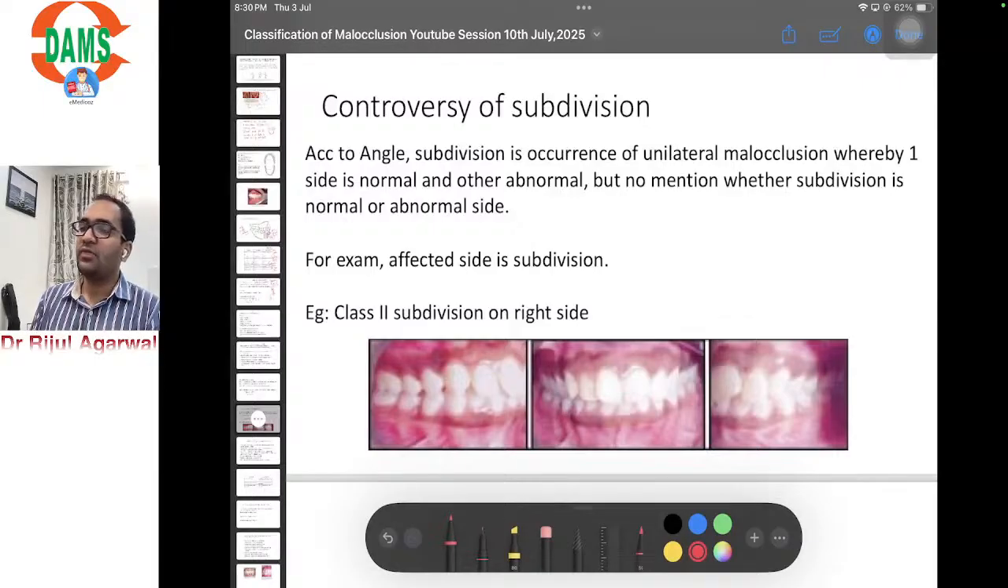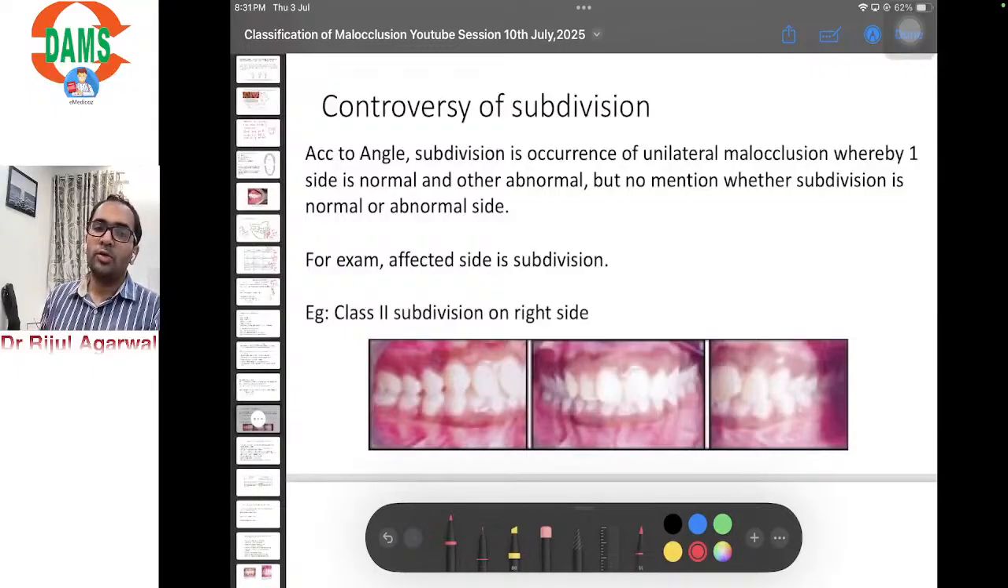So Angle gave the term subdivision for this. He said that in cases of unilateral malocclusion, where one side is normal and the other is abnormal, we have to use the term subdivision. But he did not mention which side is to be classified as normal and which as abnormal. If there is a class 1 and class 2 molar relationship on the right and left side, which is normal, which is abnormal, or class 2 or class 3, which is normal, which is abnormal? He failed to mention that, and he was a strict personality, so no one dared to question him or ask him to complete his logic.